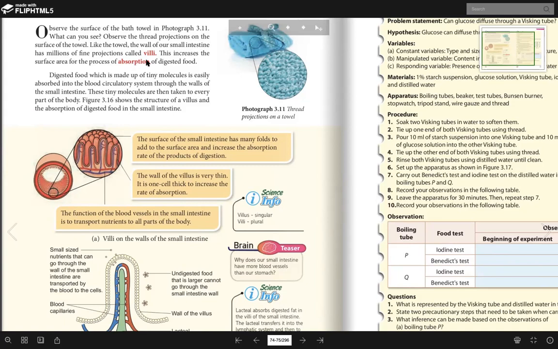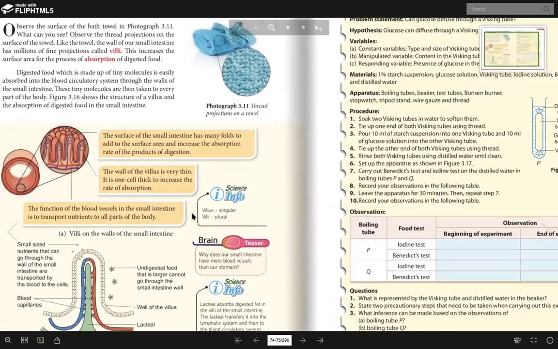So, we have many villi. Satu benda ni nama dia villi. Okay, so bila kita ada banyak villi, this can increase the surface area for absorption of digested food. Maksudnya bila kita ada banyak villi, villi itu akan menyerap lebih banyak nutrien. Boleh faham? Okay guys, so let's move on.